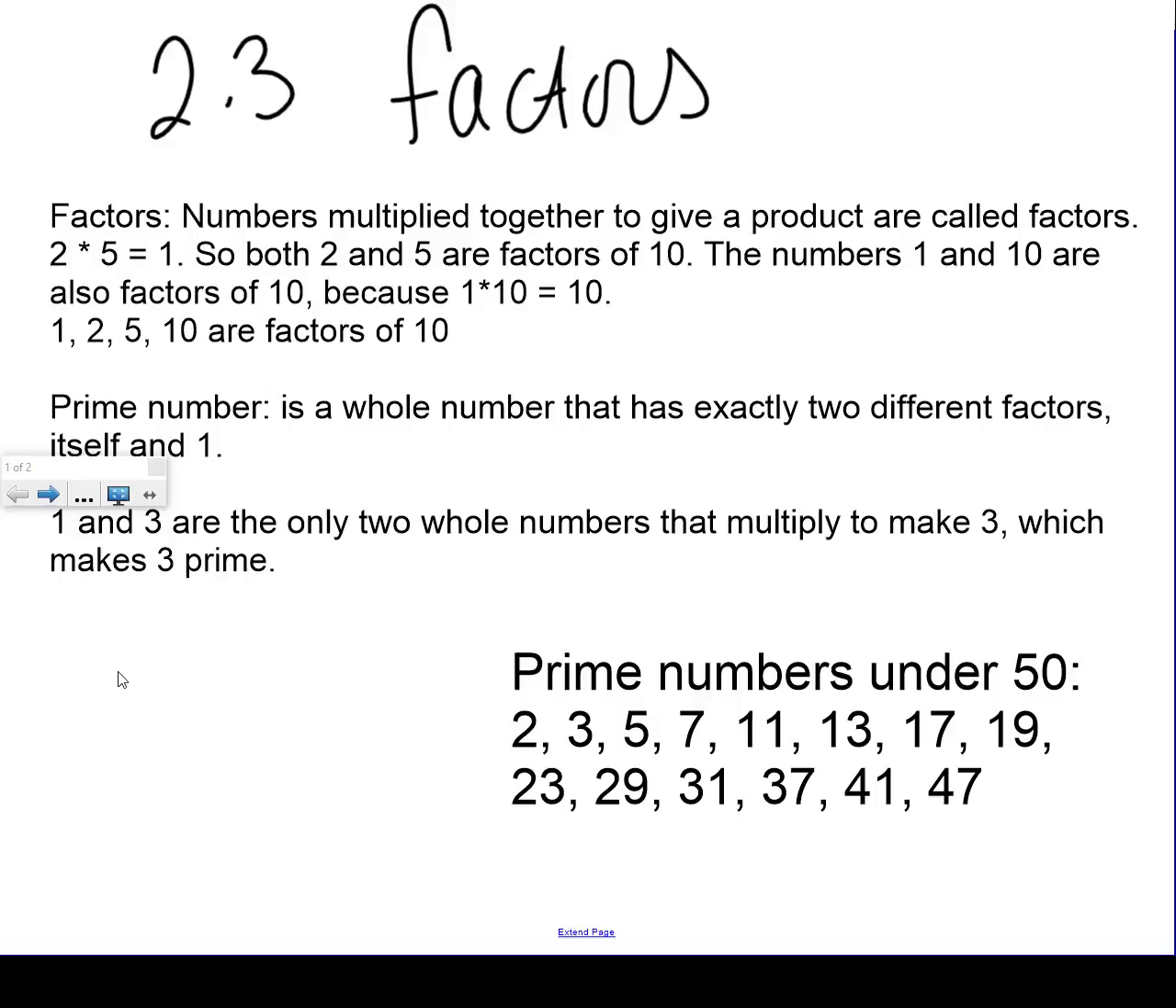Okay, this is a section on factors. We are covering 2.3 right now. Here's a few definitions for you. You want to make sure that you pause the video and write these down if I'm going too fast.